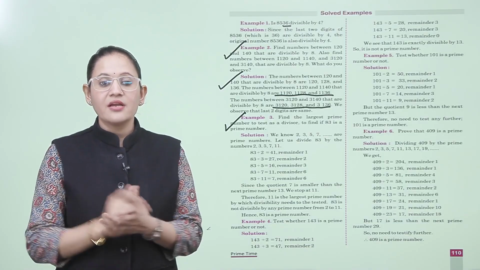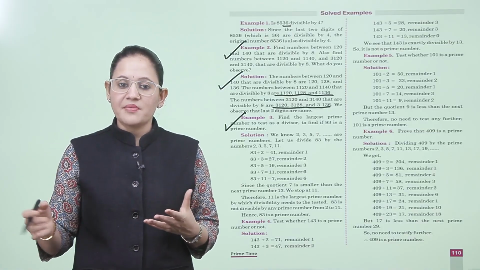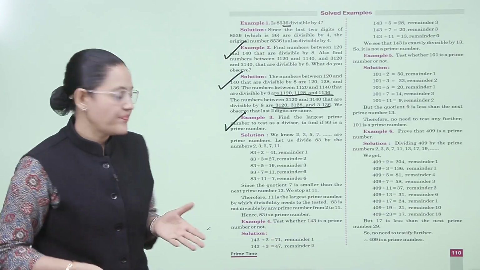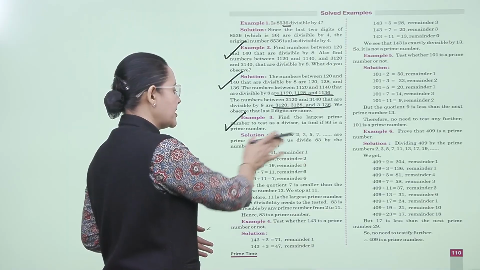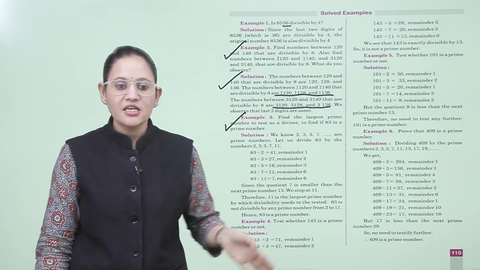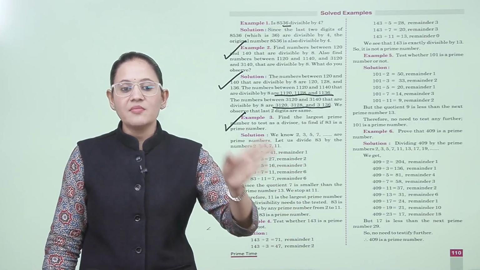a prime number. Now we know 2, 3, 5, 7, and so on, all these are prime numbers. Let us divide 83 by the numbers 2, 3, 5, 7 and 11. If we divide by 2, remainder is 1. Divide by 3, remainder is 2. Divide by 5, remainder is 3. Divide by 7, remainder is 6. Divide by 11, remainder is 6.